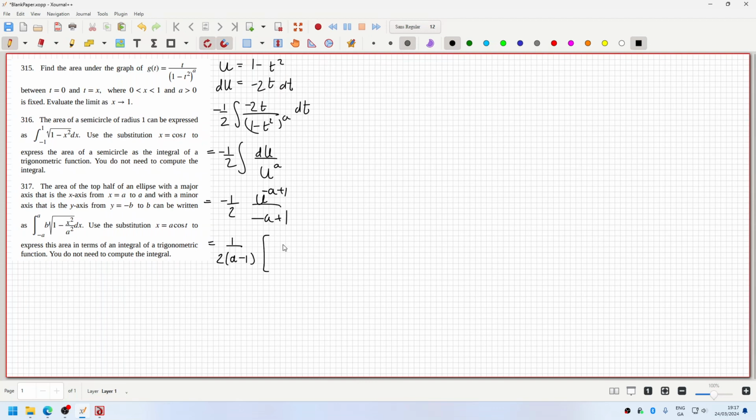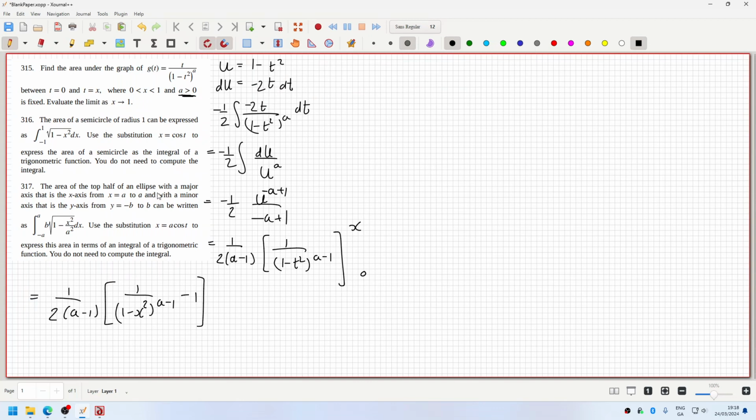And then again, I think we want to say 1 minus a. So that would be a minus 1 in the power in the denominator, 1 minus t squared, from 0 to x. So that would be 1 over 2(a minus 1), 1 over (1 minus x squared) to the power a minus 1, minus 1. And again, I think this should say a is more than 1.